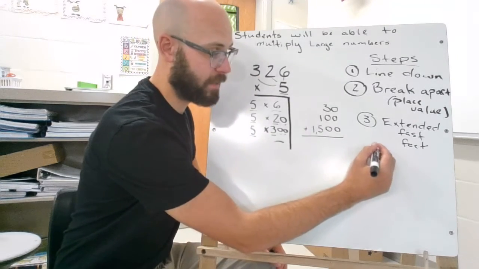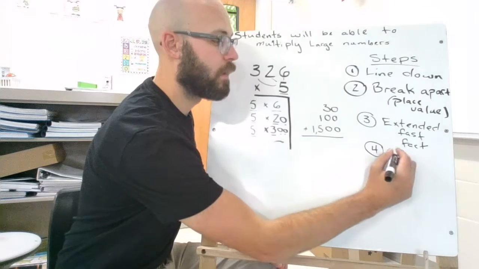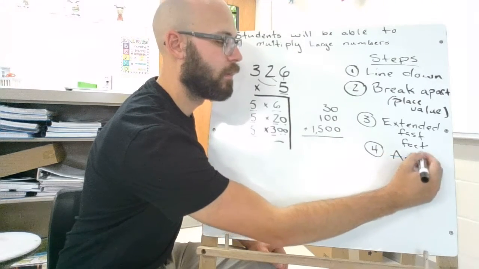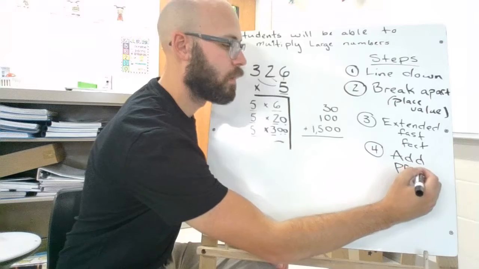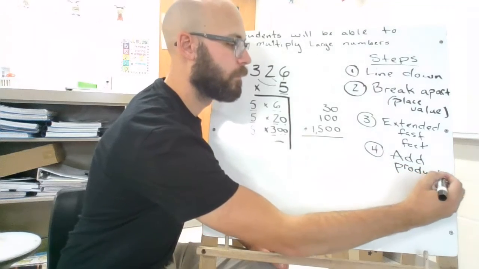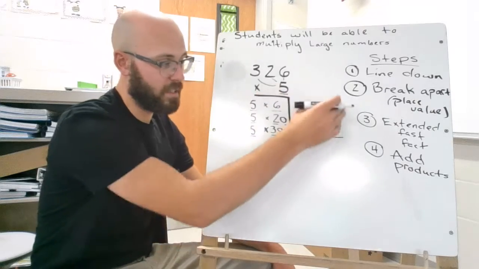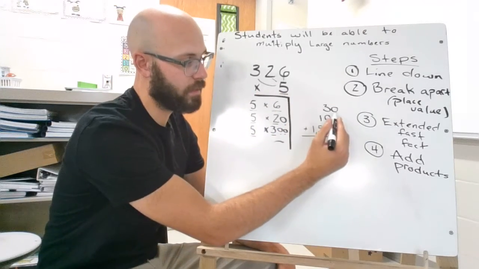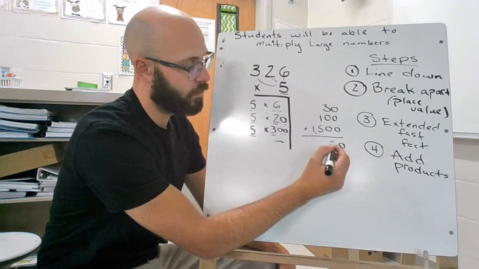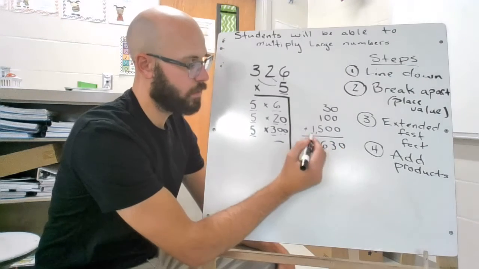Next, last step, step 4, in this four-step process, is add your products. Okay? And in this case, now that I've answered all these, these are my products. I just add them together. 0, 3, 6, 1.